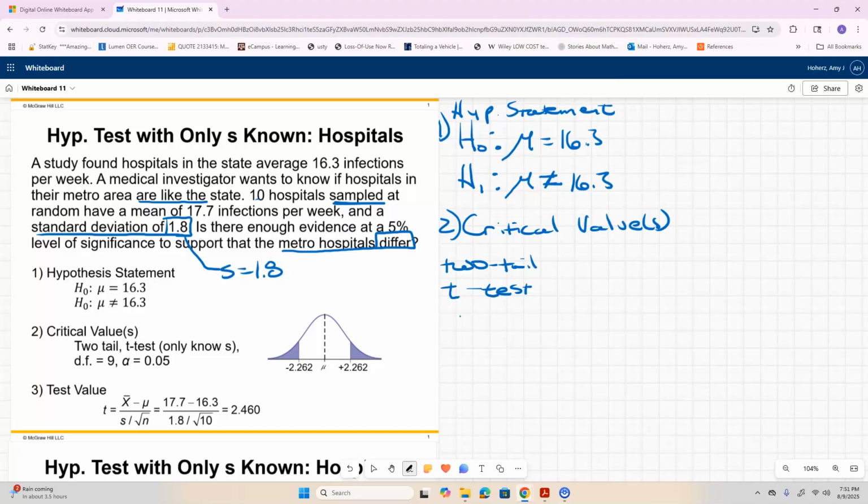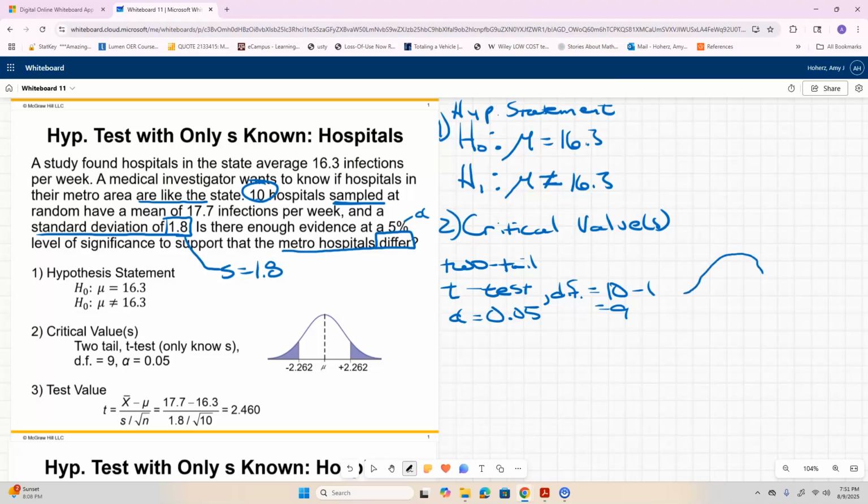Then we need to know our alpha level. Our alpha is 5%. And then the last thing we need to know for this, because we're doing a t-test, is we need to know our degrees of freedom before we go to the chart. So our degrees of freedom are going to be 10 hospitals is our N, minus 1, so our degrees of freedom is 9.